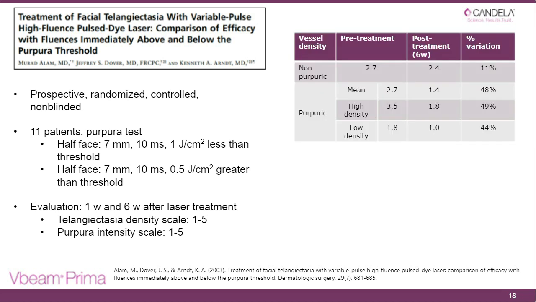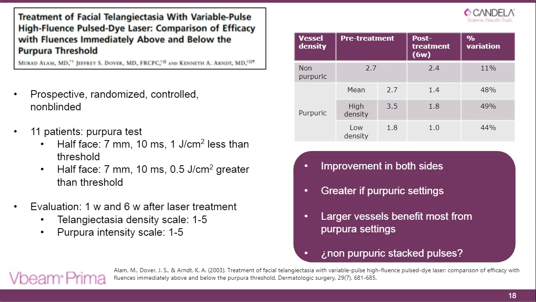And as you see here in the table on the top right of the screen, when using non-purpuric settings, you just see an improvement of 11%, and when you use purpuric settings, you get an improvement of around 48 or 49%, depending on the diameter of the vessel. So both sides improve, but it is greater when you use purpura compared to subpurpuric settings when treating this telangiectasia. And it may seem that larger vessels may benefit more from purpura settings.